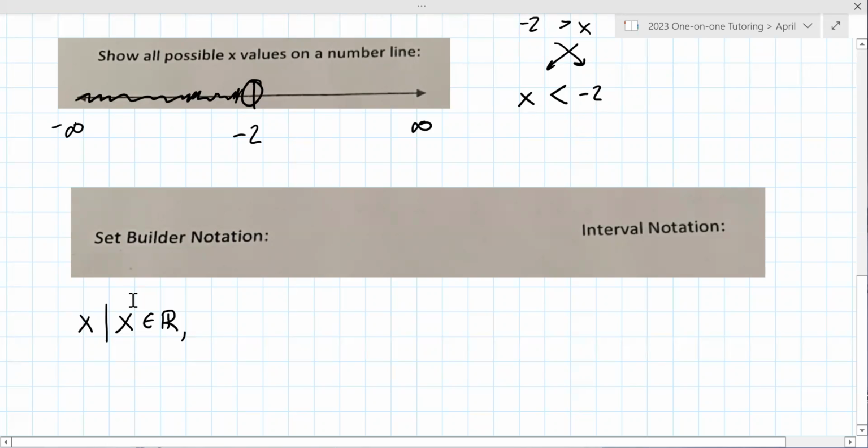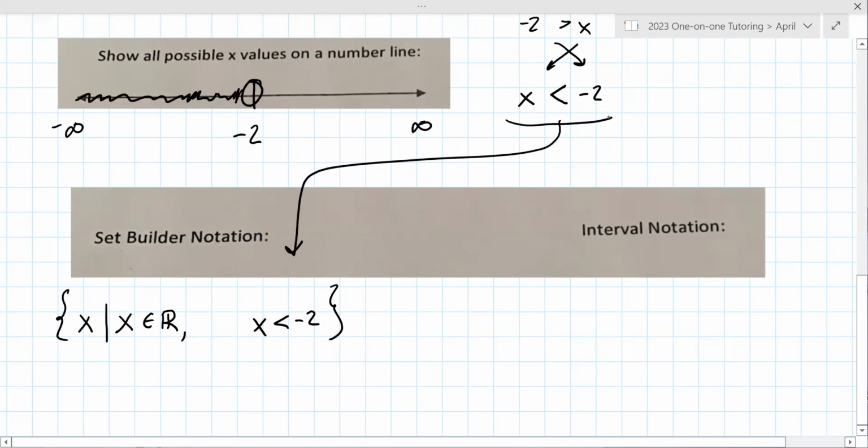Okay. And then you have a between case. So you have negative. Well, I should take that back here. You do not have a between case. You have just this inequality. You have x less than negative 2. So the set builder generally comes right from this here. Okay. Interval notation is a little bit easier.